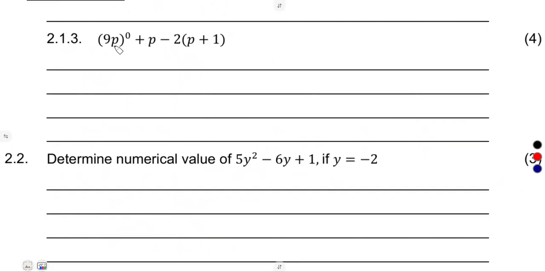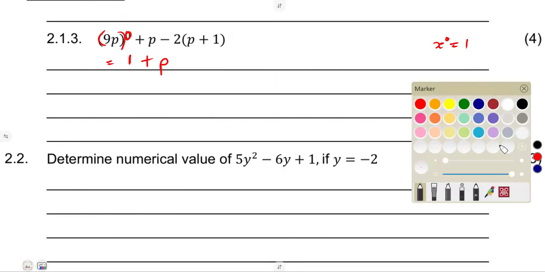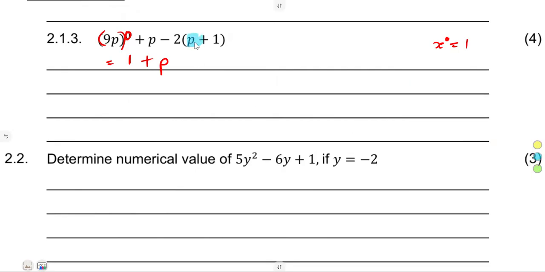We are given to simplify again. There is a bracket raised to the exponent of 0. Remember, any number to the power of 0 is 1. So the whole bracket raised to the exponent of 0 is what? It's 1. So that's going to be 1 plus p. Then here we need to expand the bracket by the negative 2 outside of it. So that's negative 2 times p, which is negative 2p. Negative 2 times positive 1, which is what? Negative 2.